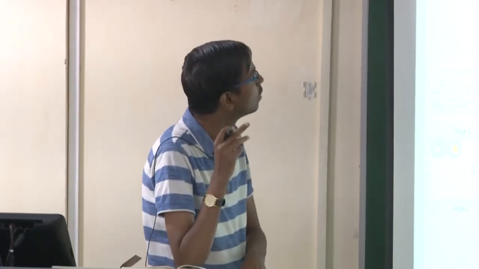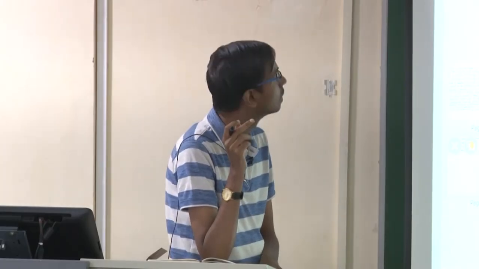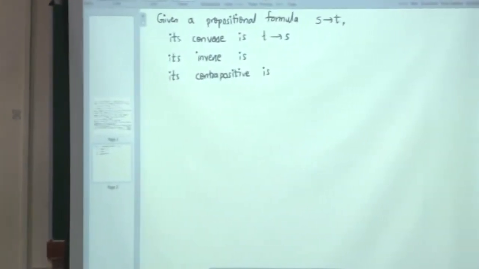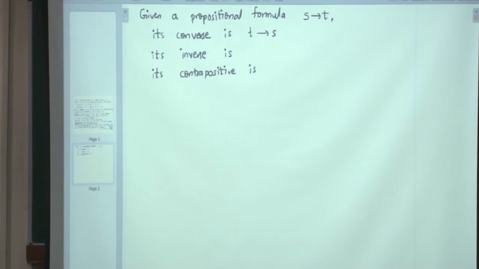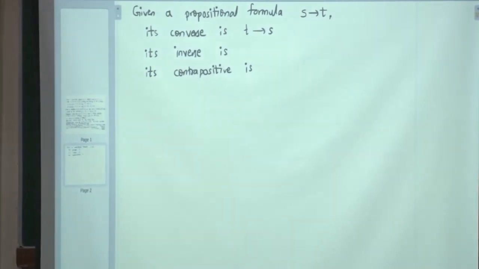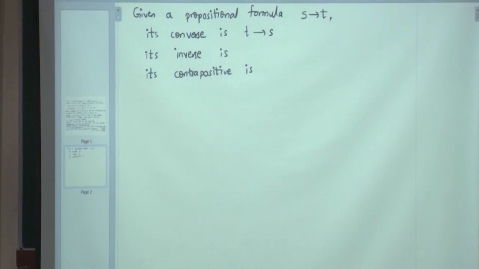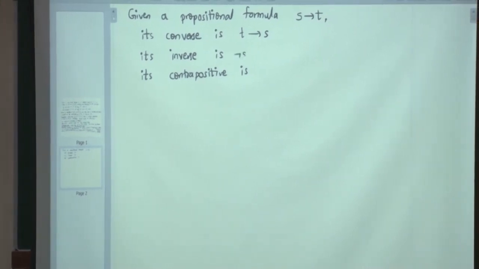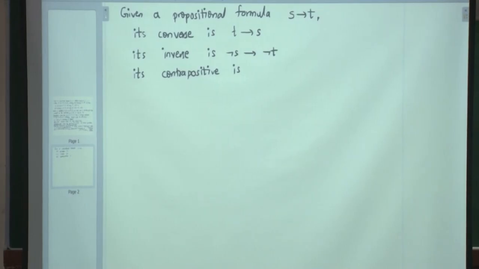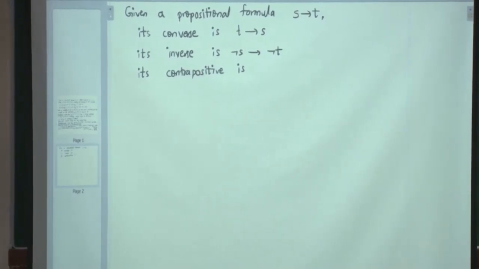Okay. Now some nomenclature time. So, given a propositional formula, S implies T. What is its converse? T implies S. What is its inverse? Negation S implies negation T. Okay, what is the contrapositive?